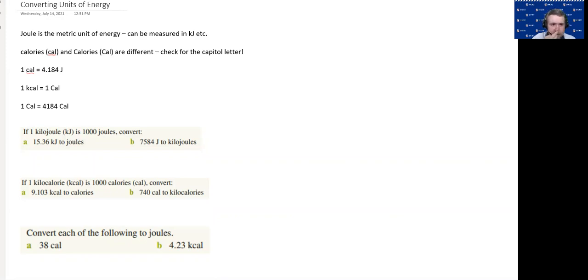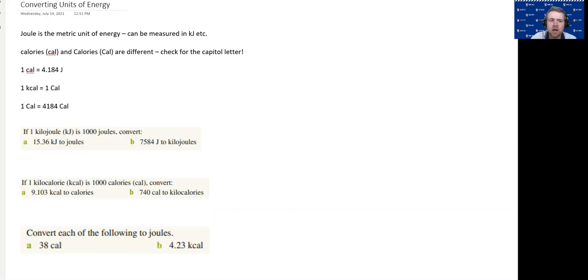Today we're looking at energy. And joule is the metric unit of energy. So it's abbreviated just with a capital J. And then often it's used as kilojoules. So 1,000 joules is a kilojoule. It's often used to measure things like the energy content of food and things like that.